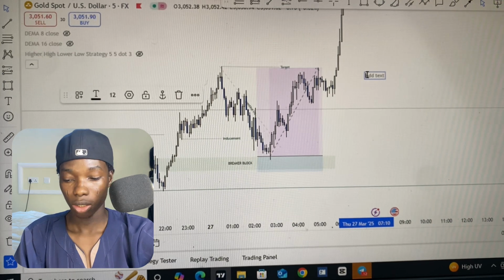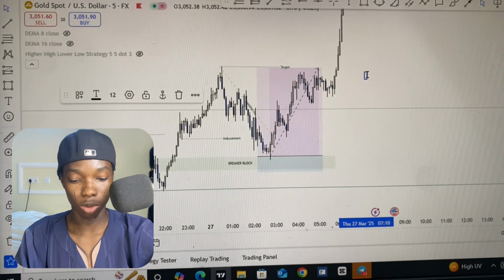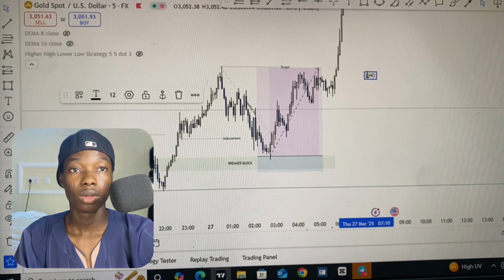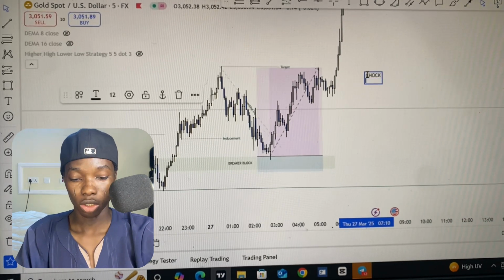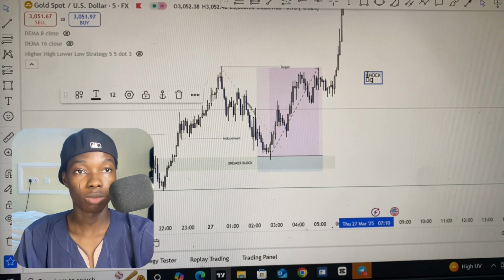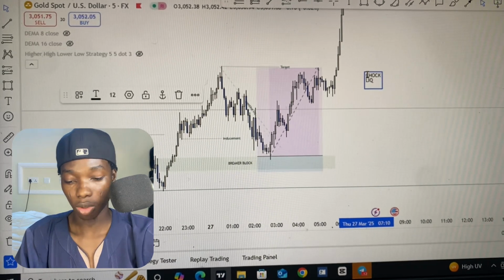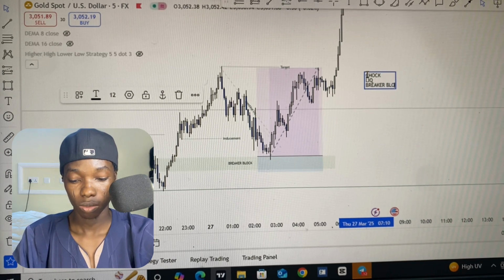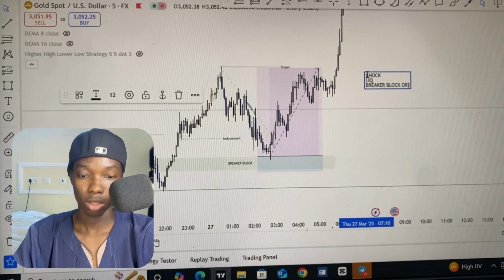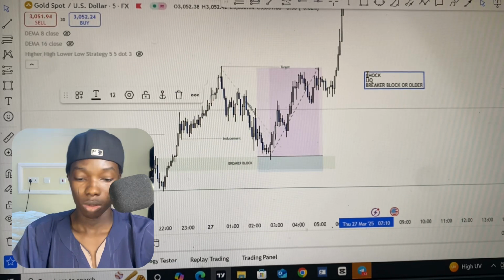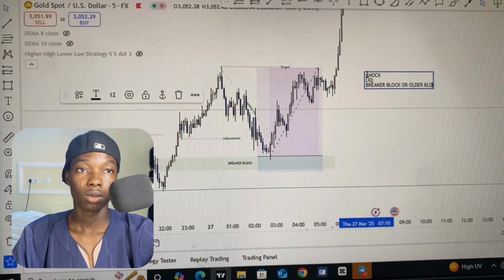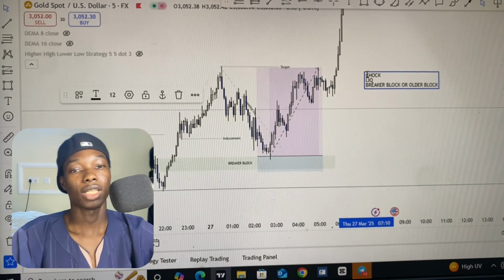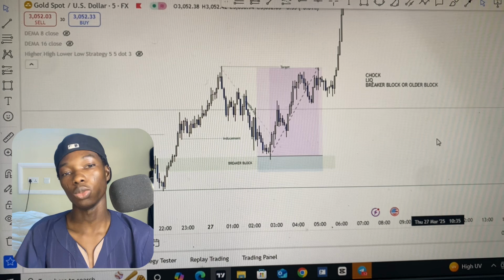Your change of character, you can also call it market structure shift or break of structure, your liquidity or inducement, your breaker block or order block, that is the three things I use.